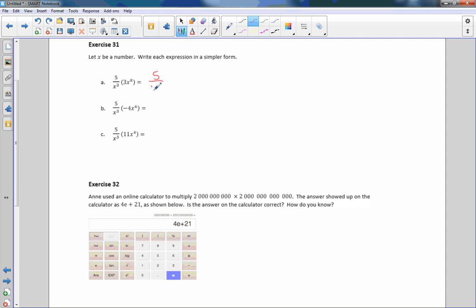5 over x cubed. I'm going to put a multiplication symbol here, and a 3x to the 8th over 1. So I'm making this over 1, and anything divided by 1 is itself, so I can do that. Multiplication is commutative, so I can rearrange. 5 times 3x to the 8th is the same as 3x to the 8th times 5.